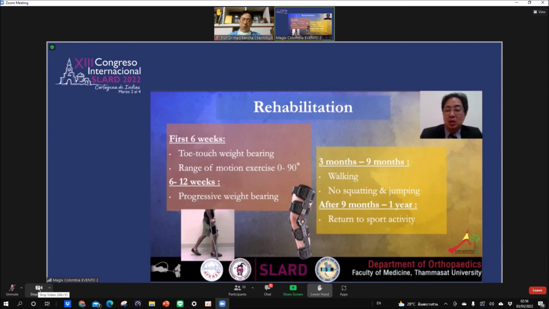6 weeks, no weight bearing. 6 to 12 weeks, progressive weight bearing. No squatting, no jumping for 9 months.